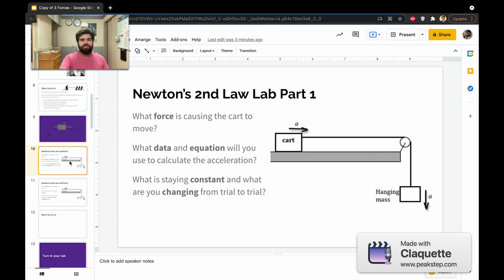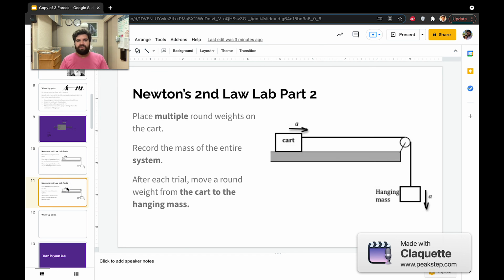Part 2 is a little different. You're going to be using the round masses specifically. You're going to start with masses on the cart, just like you did before, and then you're going to take the mass off the cart and put it onto the hanging mass. And you're going to do that each time. So that's part 2. If you have any questions, please email me.